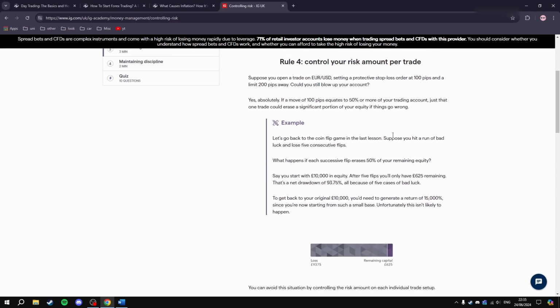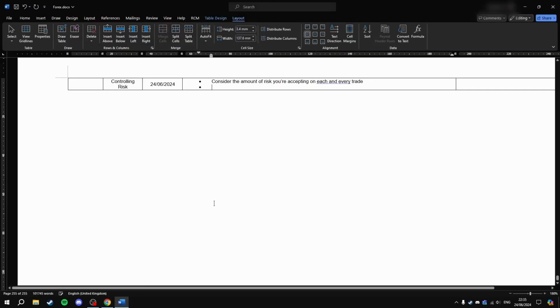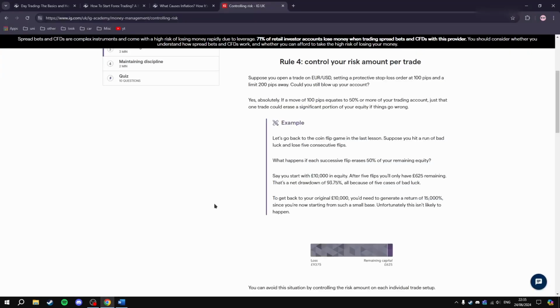So this is where rule number 4 comes in. Control your risk amount per trade.